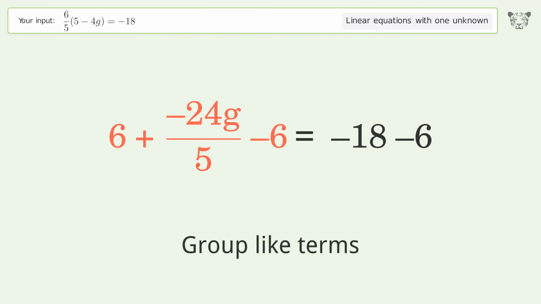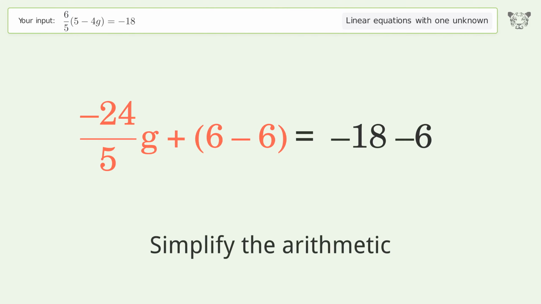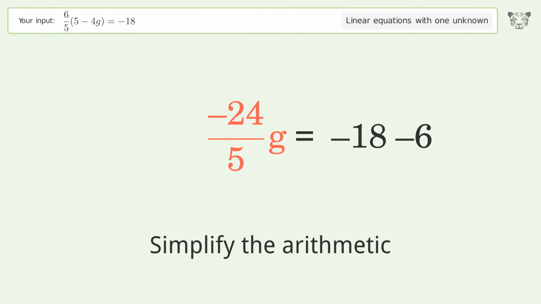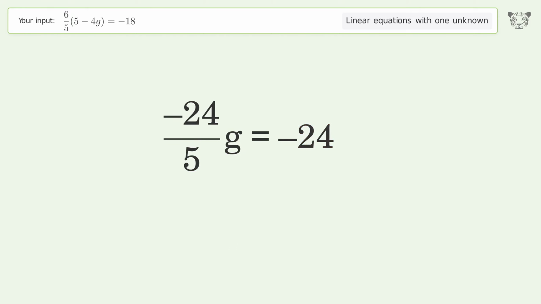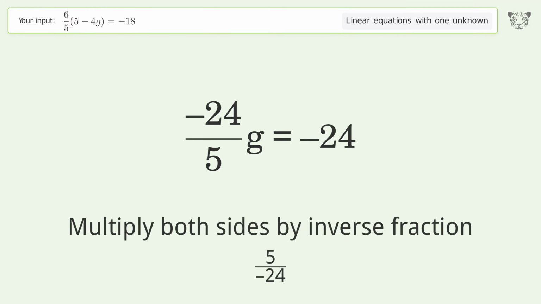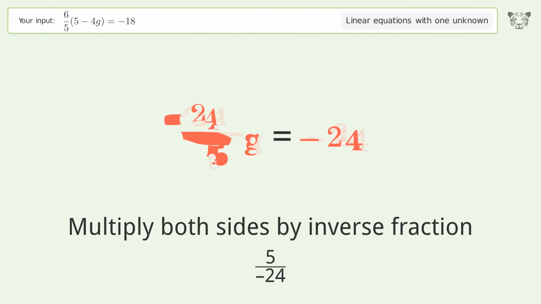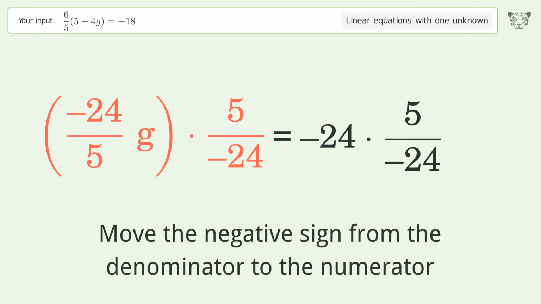Group like terms. Simplify the arithmetic. Isolate the g. Multiply both sides by inverse fraction 5 over negative 24. Move the negative sign from the denominator to the numerator.